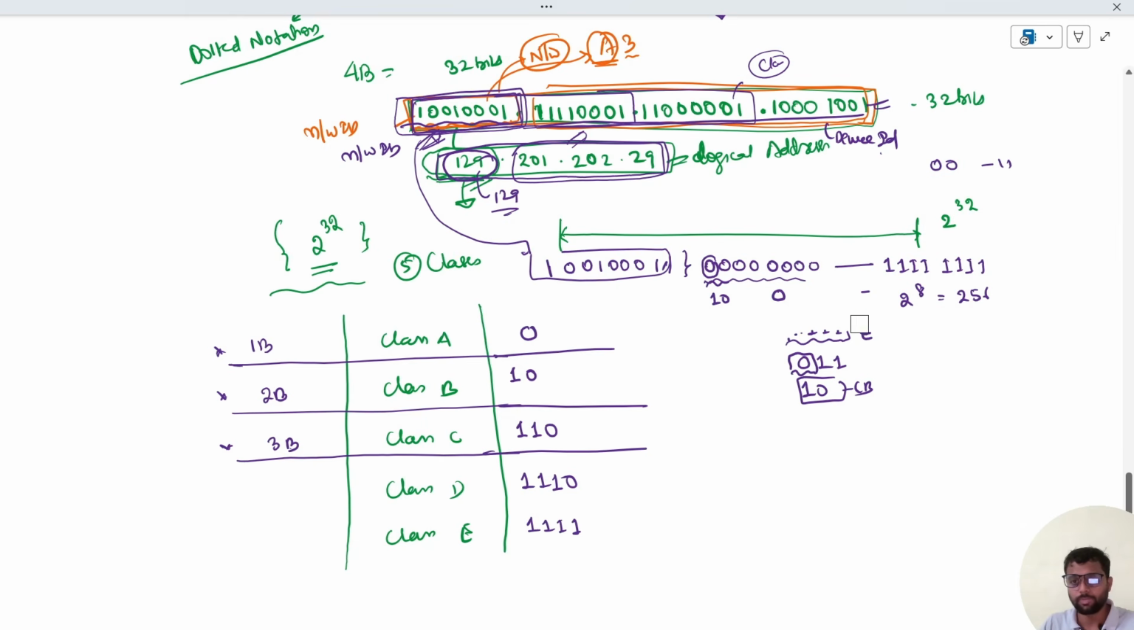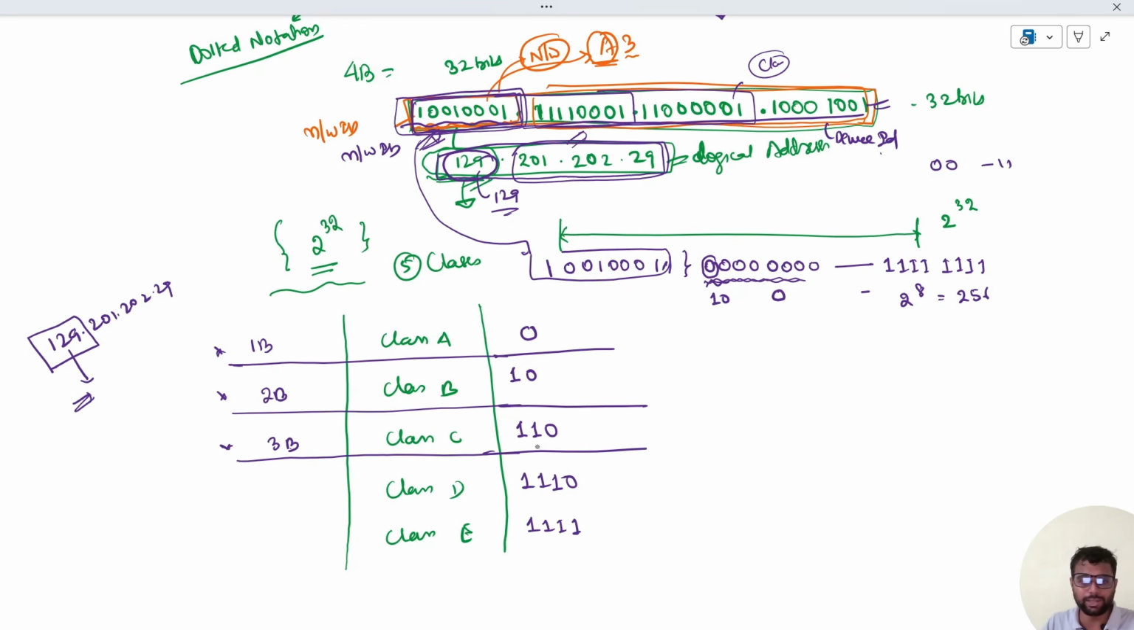Okay. So if that is understood, now let us say we are using the first byte to distinguish between the class A, class B, class C address. For example, I'm writing over here 129.201.202.29. So looking at the first byte, if we can say which class it belongs to, class A, class B, class C, class D or class E, that would be very helpful for us. So let us say we are reserving these bits of the first byte only. That means if the first byte's 0 bit is reserved, how many bits are we left with in class A address? We are left with 7 bits.